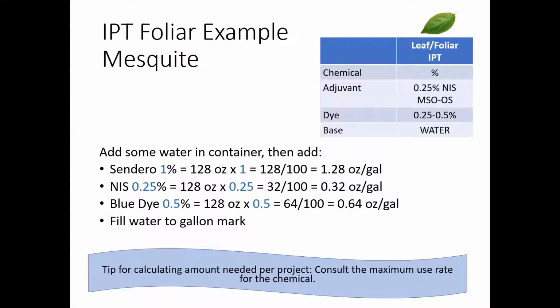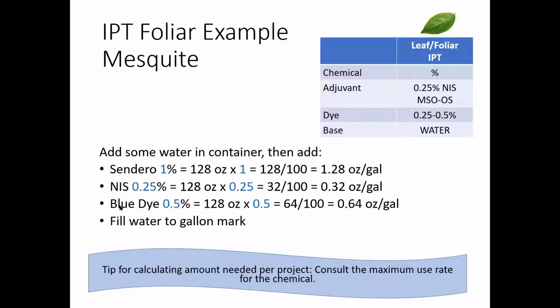So this is a common example using Sendera at 1% on mesquite for IPT foliar treatments. First you're going to add some water in your container, and then you're going to add the Sendera at 1%. To figure out how many ounces per gallon, you take the 128 ounces, multiply that by your 1%, you get 128, and then since it's a percentage, you divide by 100 and you get 1.28 ounces per gallon.